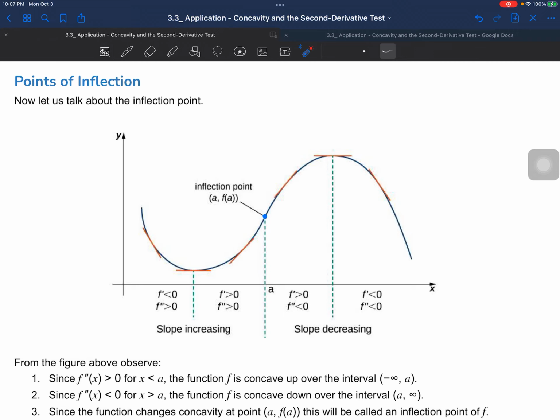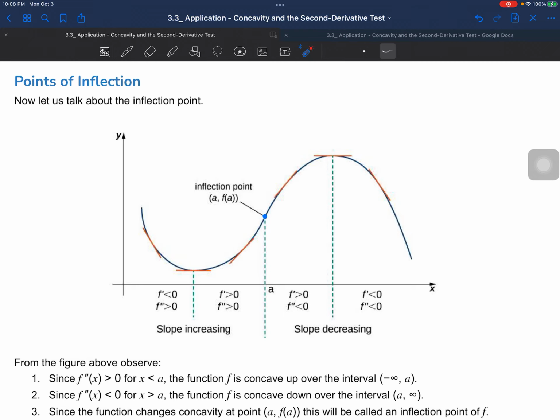What makes the point of inflection important is the fact that it is the point where the function changes concavity. That is, whenever the function changes from concave up to concave down. In a similar argument, it could be the point where it changes from concave down to concave up. That one point where it changes is the point of inflection.